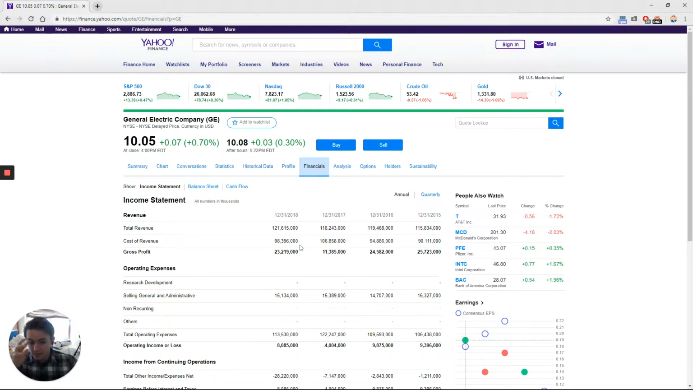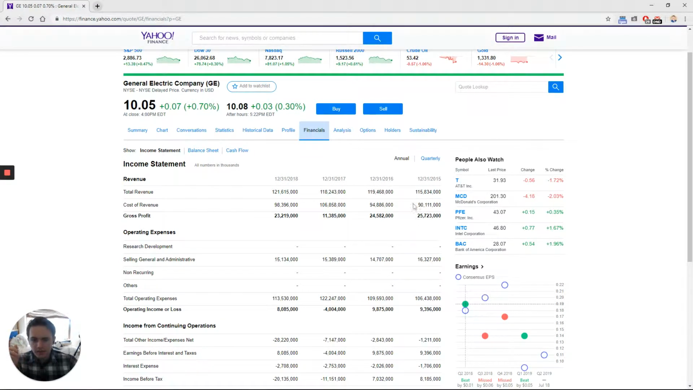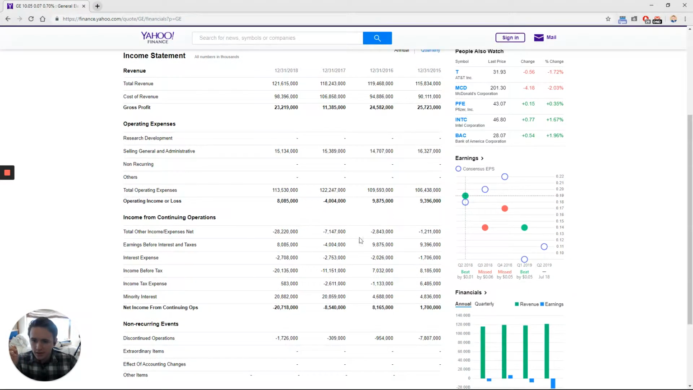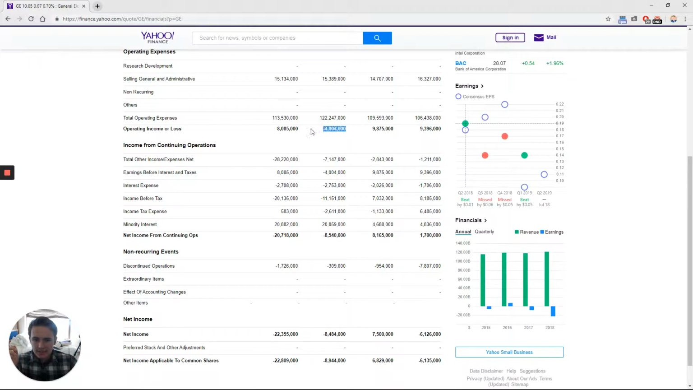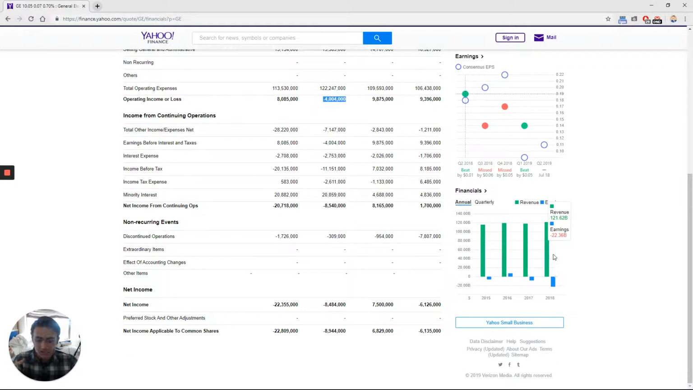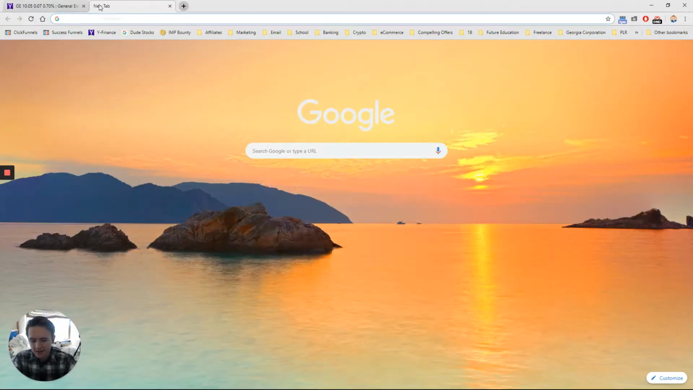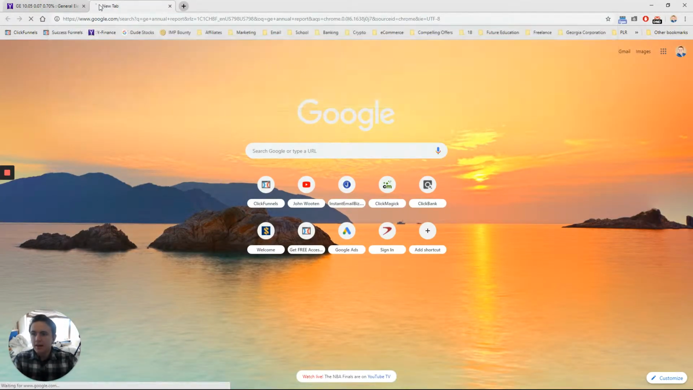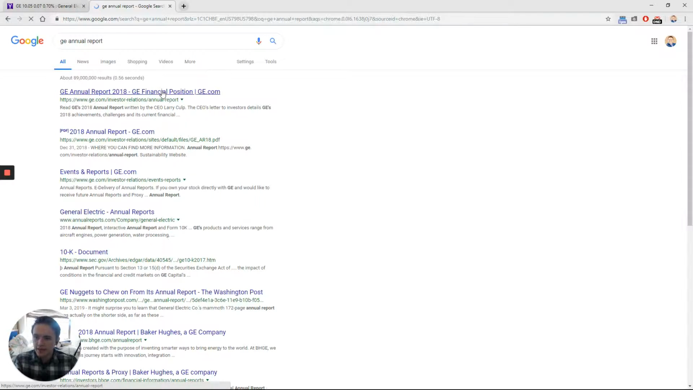So if we look at this, you've got consistent long-term gross profits that look good. Income looks good. Ooh, these guys had a bad year last year. The growth earnings look a little bit messed up. Personally, I've read the annual report on GE. To find that, I type in GE annual report, and then I click the first thing that comes up, which is the annual report.